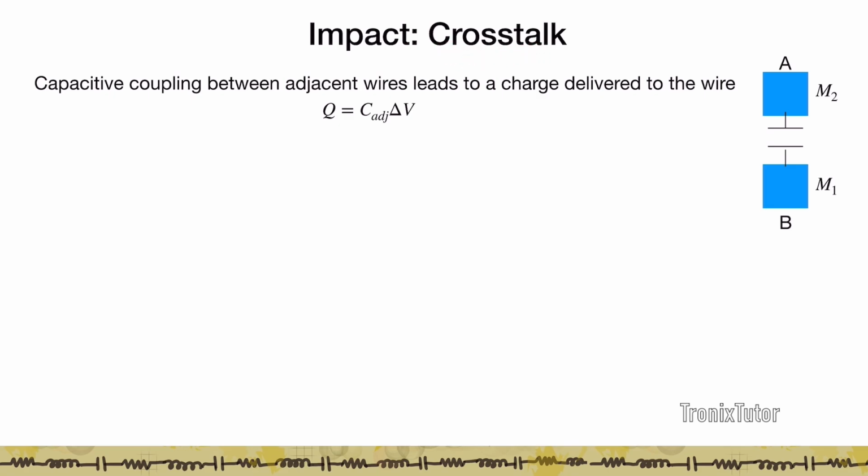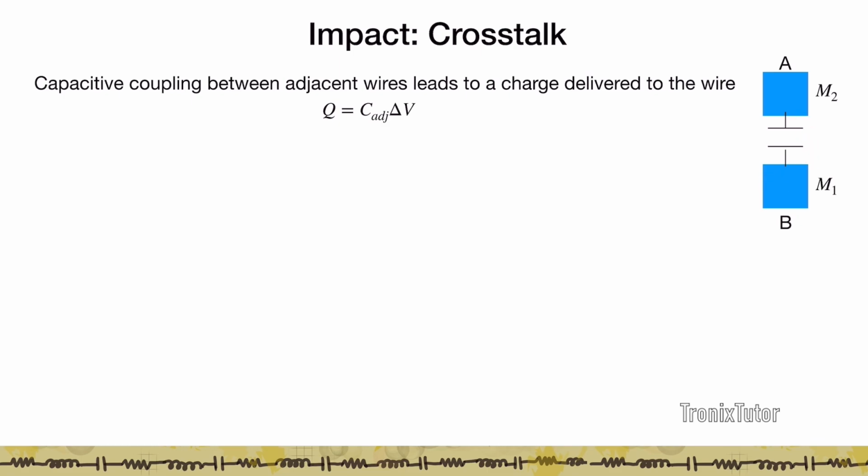So if I think about two wires that are sitting adjacent to each other, wire A and wire B, on different metals, say M1 and M2, then I can talk about a coupling capacitance that can exist between these two wires because they share a common area and a dielectric between them.